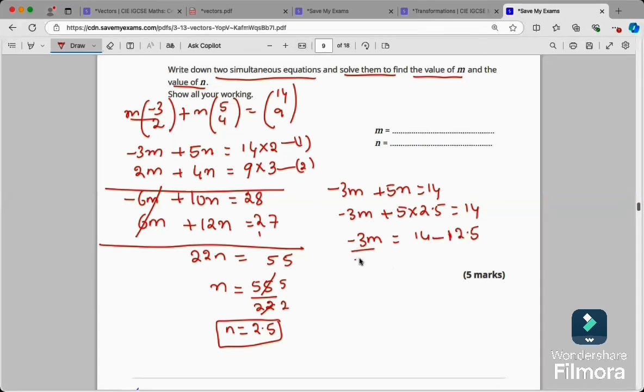Therefore, we divide by minus 3 on both sides in order to get the value of M, and I'm going to get it as 0.5, not 1.5. I'm going to get it as 0.5. So just write the answers of M as well as N.